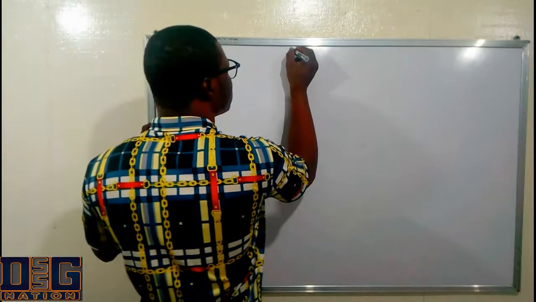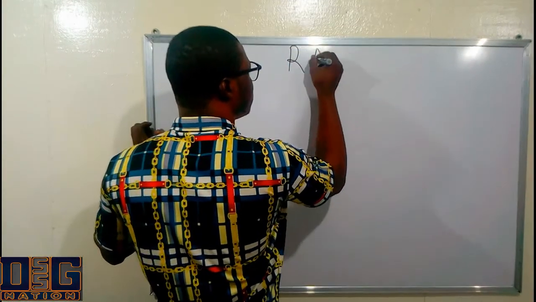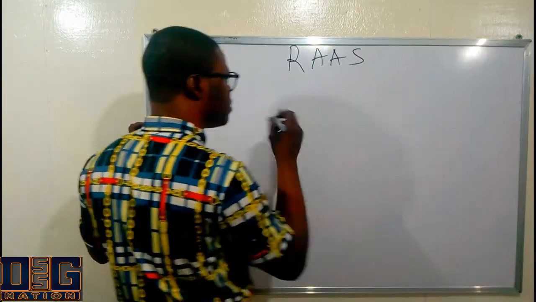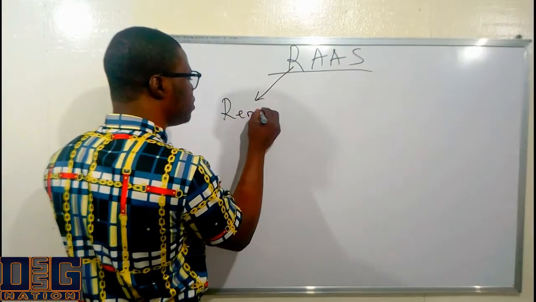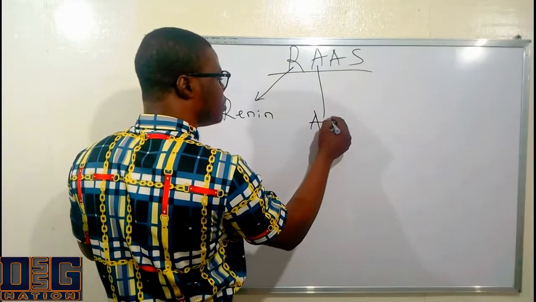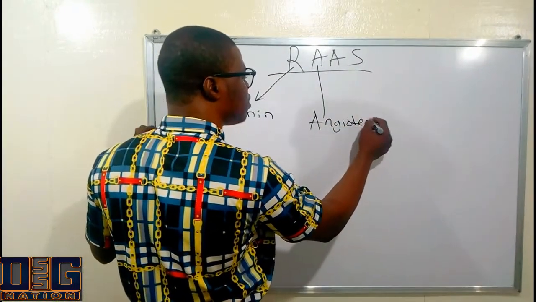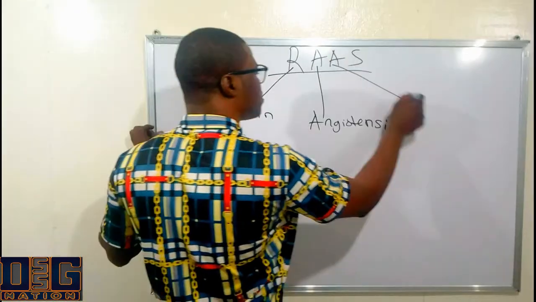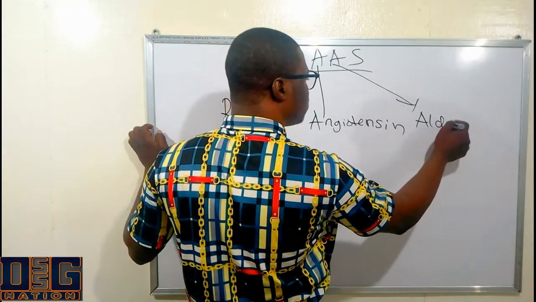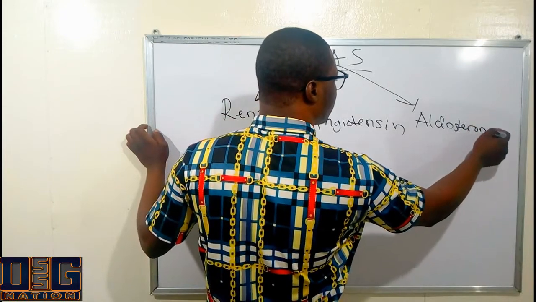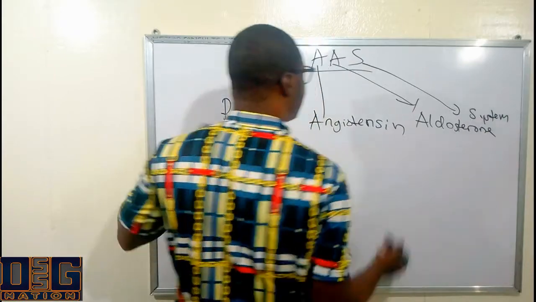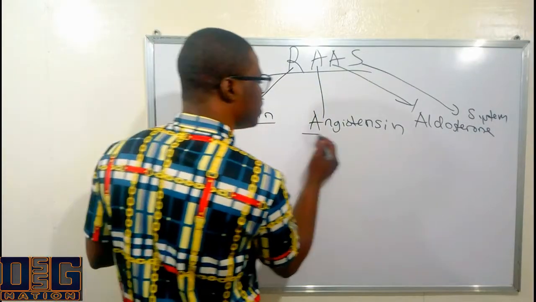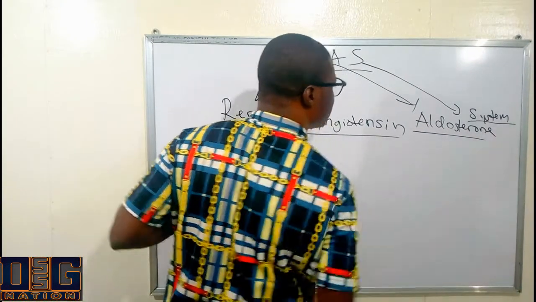So you're welcome back. We said we are going to be talking about the RAAS, the Renin Angiotensin Aldosterone system. Now, this R means renin. The A here is angiotensin. The next A is aldosterone. And the last S is system. So the RAAS means renin angiotensin aldosterone system.